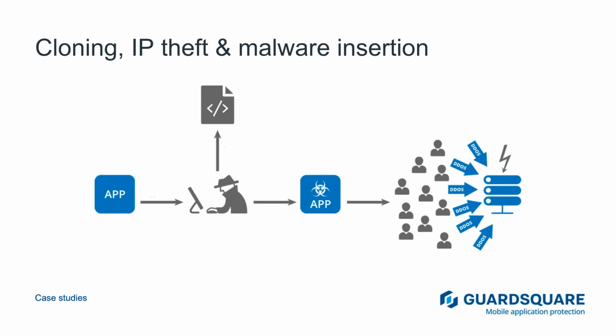Moving forward, it's also possible, for example, to insert malware inside your application. So in that case, the attacker will need to download the app again first. He can then insert malware and distribute your app as a clone. In this scenario, the attacker inserted code to perform a DDoS attack, and the user's devices will actually participate in this kind of attack without them knowing.